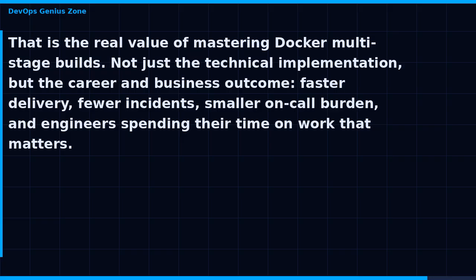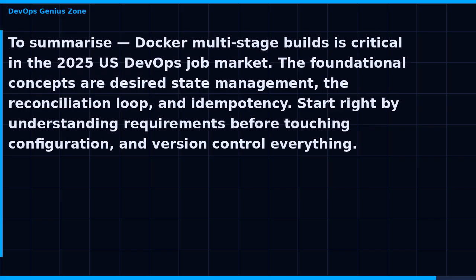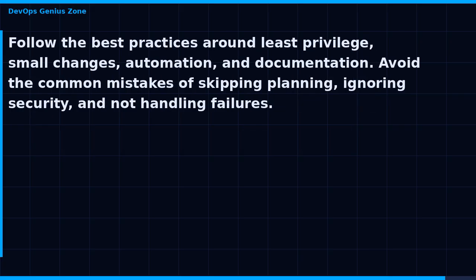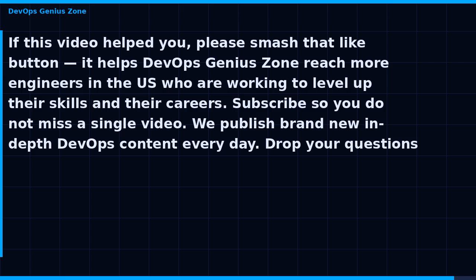To summarize, Docker multi-stage builds is critical in the 2025 US DevOps job market. The foundational concepts are desired state management, the reconciliation loop, and idempotency. Start right by understanding requirements before touching configuration and version control everything. Follow the best practices around least privilege, small changes, automation, and documentation. Avoid the common mistakes of skipping planning, ignoring security, and not handling failures.